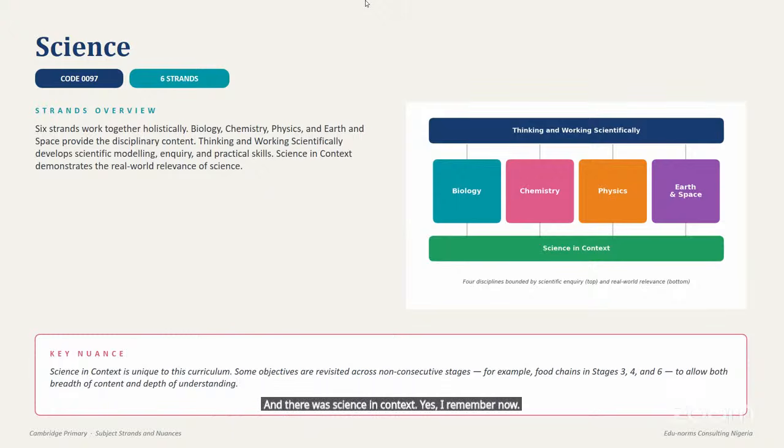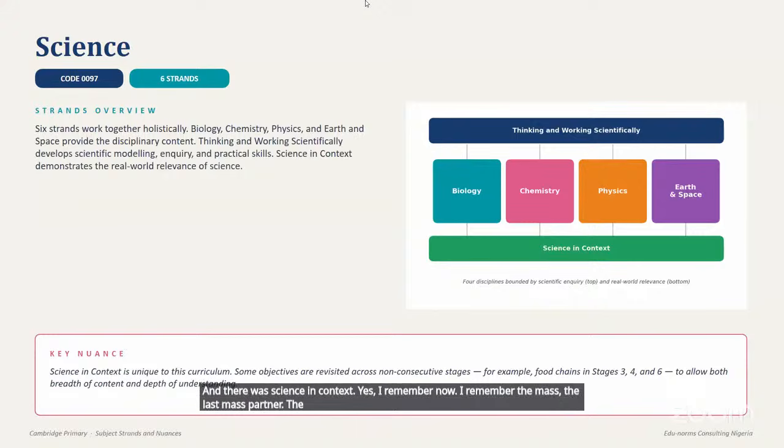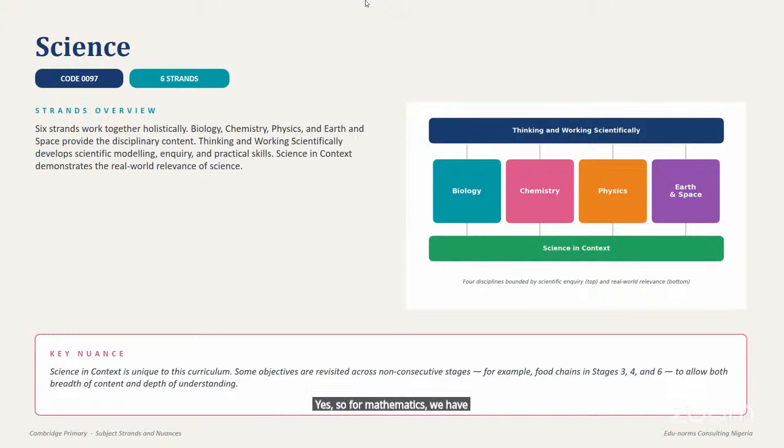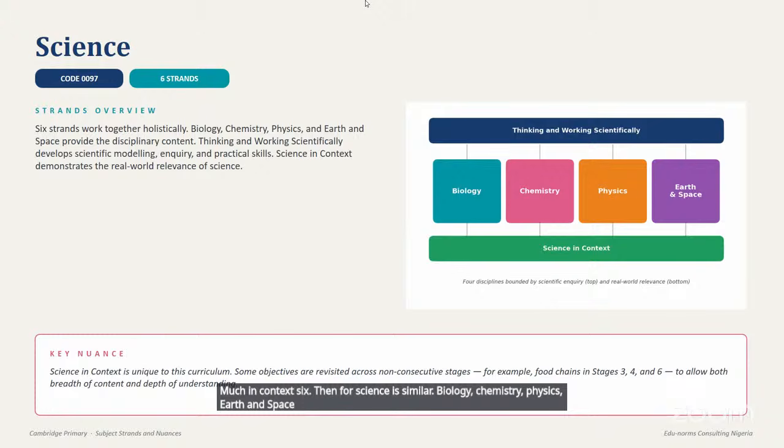I remember the last math strand. The last math strand is mathematics in context. Yes. So for mathematics, we have number 1, geometry and measure 2, algebra 3, handling data 4, thinking and working mathematically 5, maths in context 6. Then for science it is similar: biology, chemistry, physics, earth and space, thinking and working scientifically, and science in context.